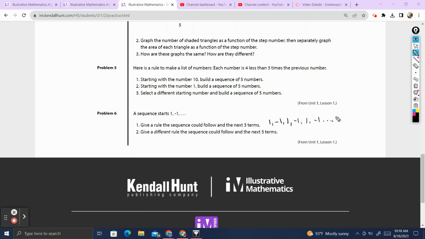Now we want a different rule that the sequence could follow for the next 3 terms. Well, it doesn't say we have to have a geometric rule, so I'm just going to make up my own. I'm going to say 1 minus 2. 1 minus 2 will get me -1, minus 2 gets me -3, minus 2 gets me -5, minus 2 gets me -7, minus 2 gets me -9, and so on. So that is not a geometric sequence, but it still works, and the rule creates the sequence that we need.